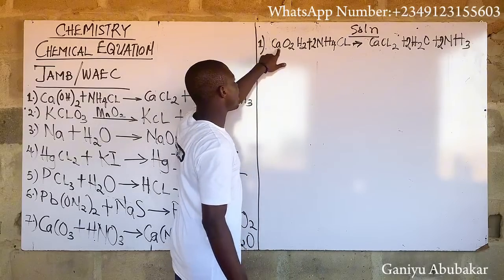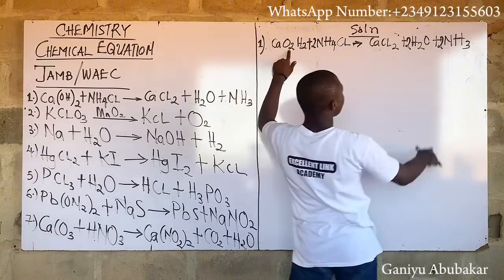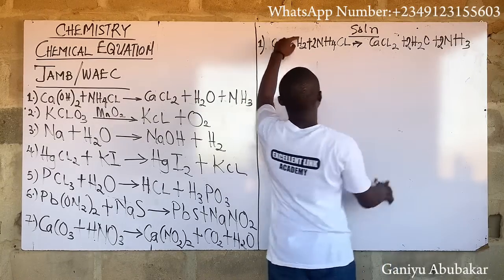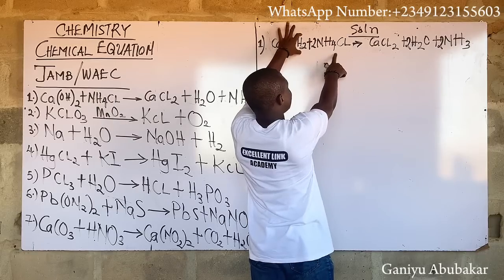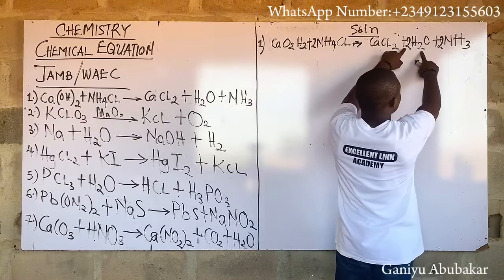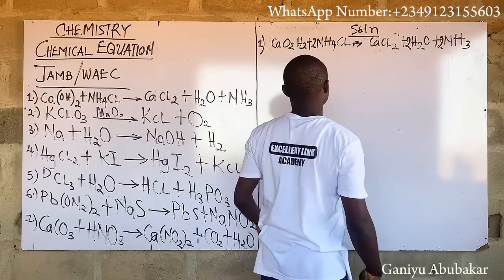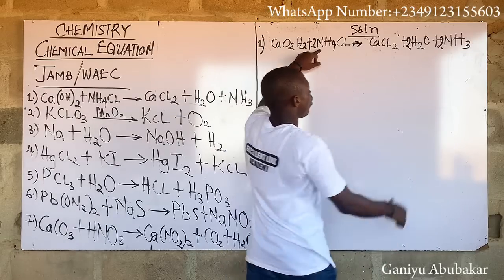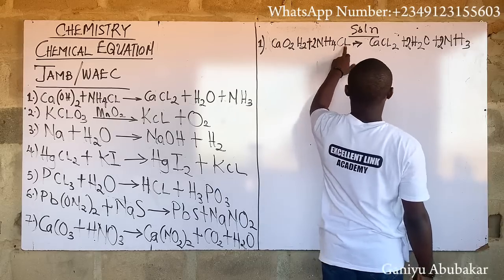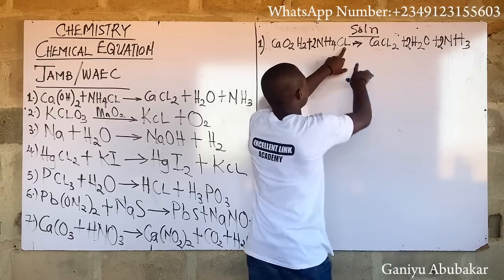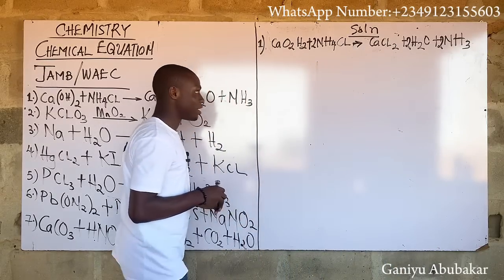Look up. Calcium now is 1. Calcium is 1. Balanced. Oxygen is 2 here. Oxygen is 2 here. Balanced. Hydrogen is 2 times 4, which is 8, with 2, that's 10 hydrogen here. This is 2 times 3 is 6, with this 4, 10 hydrogen. Balanced. Let's do nitrogen. This is 2 nitrogen here. Of course, 2 nitrogen here. Balanced. Chlorine is 2 here. 1 times 2 is 2 chlorine. This equation is now balanced.